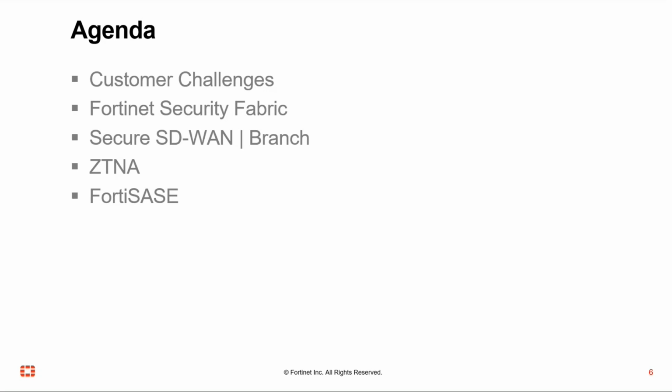The agenda today, so we're going to go through the customer challenges that we see with secure SD-WAN and the journey to SASE. Quickly touch on the Fortinet security fabric. We could spend many hours on that, but I'm only going to touch on that specifically pertaining to secure SD-WAN and SASE. Look at secure SD-WAN and what we also call secure SD branch as well. Zero trust network access, and then finally wrapped up throughout the whole presentation, looking at SASE and what we call from ourselves FortiSASE.